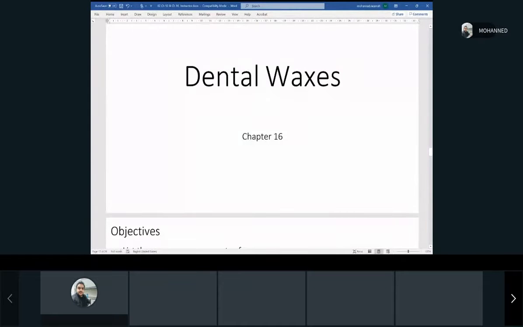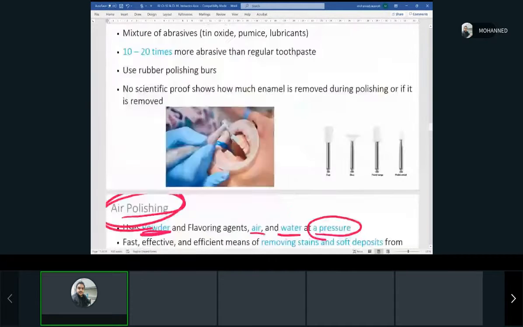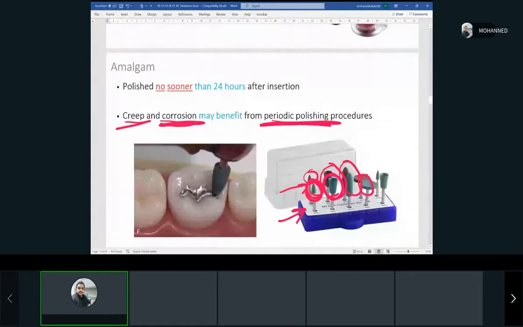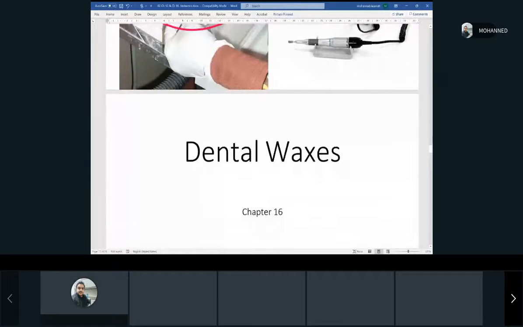Okay. Any questions about what we talked about so far? A lot of easy information, I guess. Not too many things in there, but know the specific things that we talked about. It's finishing the first one and polishing the second one.